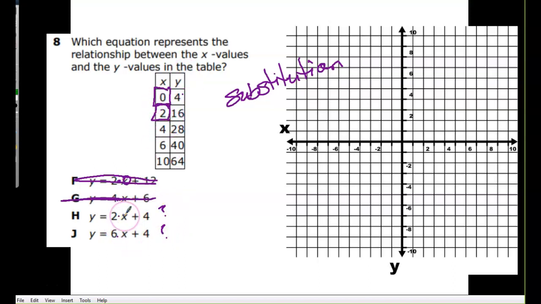2. 2 times 2 is 4. 4 plus 4 is 8. Nope, that's not what I was looking for. And now, because I want to make certain I'm right, let's go on ahead and try it in the last one. 6 times 2 is 12. 12 plus 4 is 16. That checks. J is definitely going to be my answer for number 8.